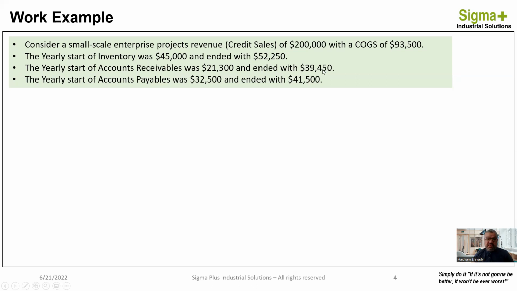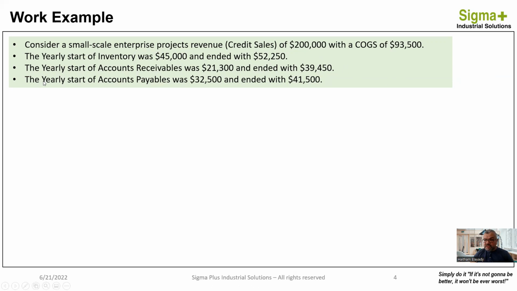The second information that I have is that the yearly start of accounts receivable was $21,300 and ended with $39,450. So what does it mean? It means that in the month of January, the company had a cash in from the accounts receivable from the customers of $21,300. While in the month of December, the company had a cash in from the accounts receivable from the customers of $39,450.